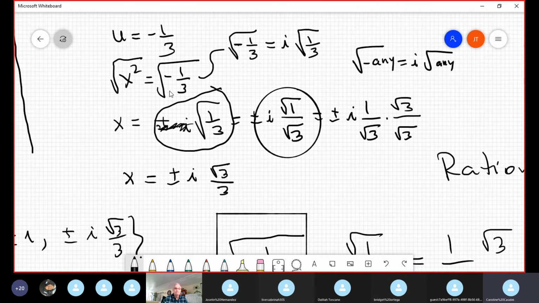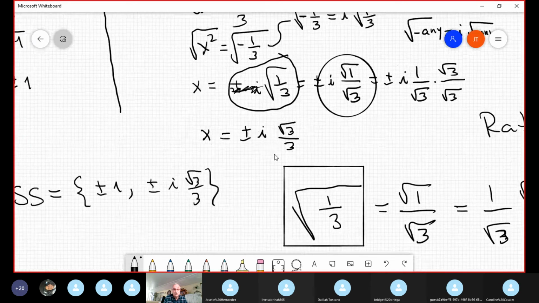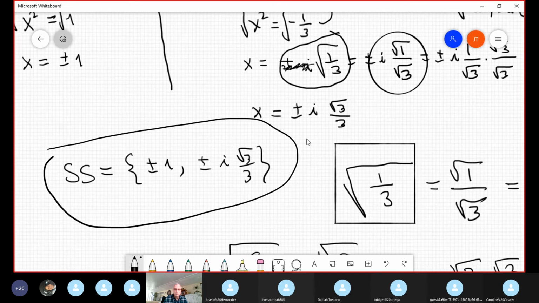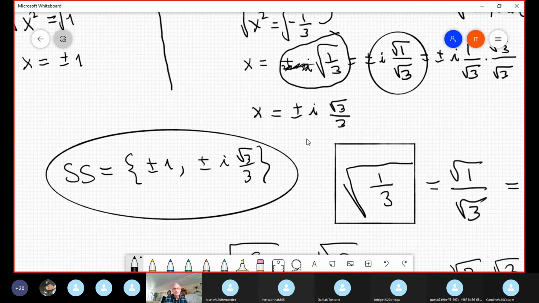Yes, I remember. So you keep the I in the answer always? Absolutely. Look at the solution set I write here: plus or minus I radical 3 over 3. So this is a real solution, and this is an imaginary solution. Any other question? Super. Thank you. Good, very good.